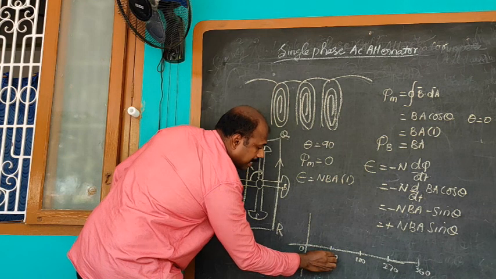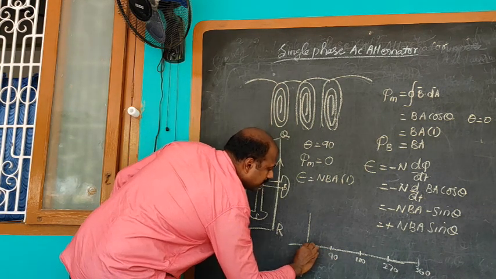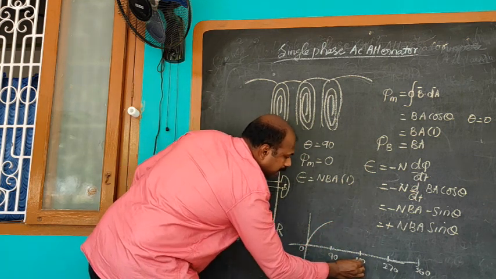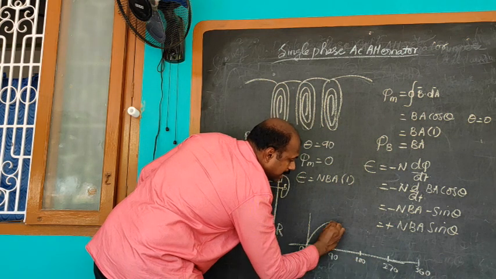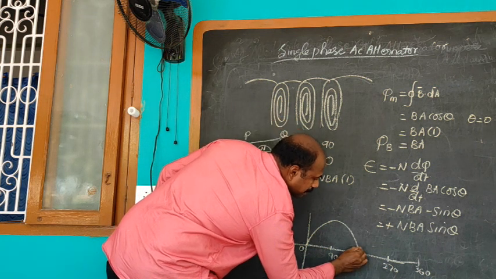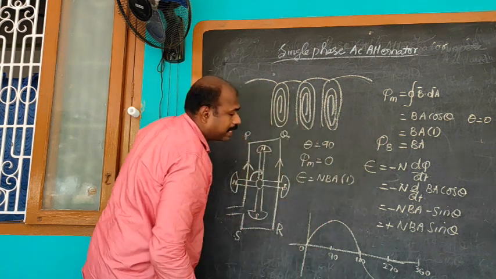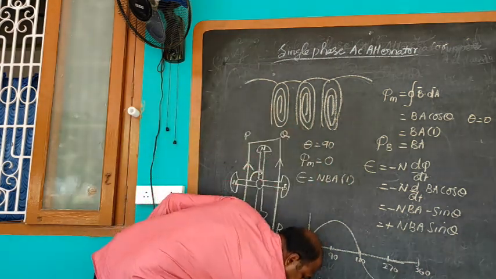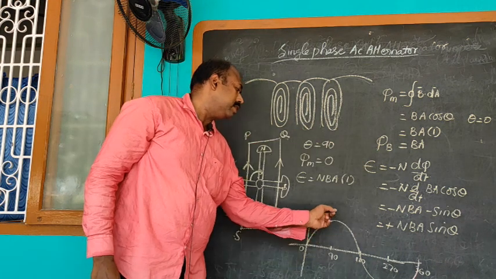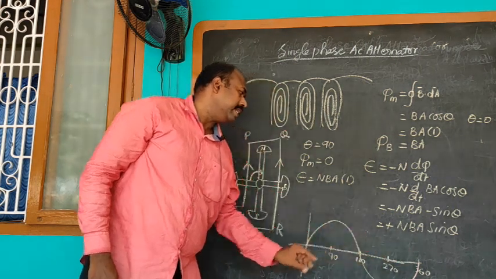At 90, what happens? The magnetic flux induced is 0 and the EMF induced is maximum at this position. Again at 180, the magnetic flux induced is maximum and the EMF induced is 0. At 270, what happened? The magnetic flux induced is 0 and the EMF induced is negative maximum. Again at 360, the first half cycle will be positive and the negative half cycle will be negative. Like that we will get alternating voltage.